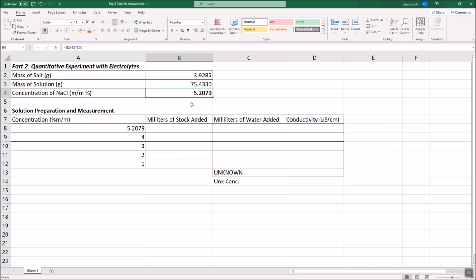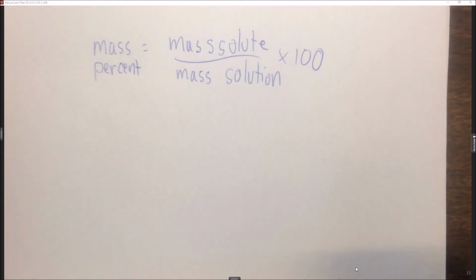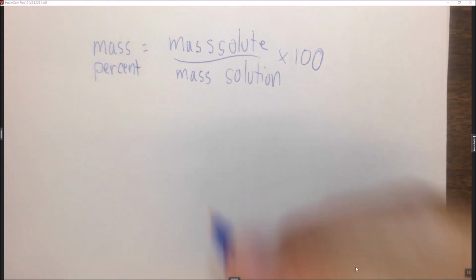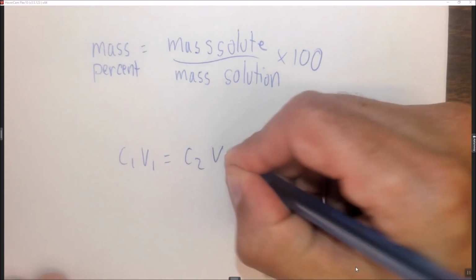Now what we need to do is take this approximately 5% solution, which again we made by adding about 3.75 grams of salt to about 71 milliliters of water, measuring the mass both times, and turn it into 4, 3, 2, and 1% solutions. So how are we going to do that? To do this, we want to use what's called the dilution equation. And the dilution equation is C1V1 equals C2V2.